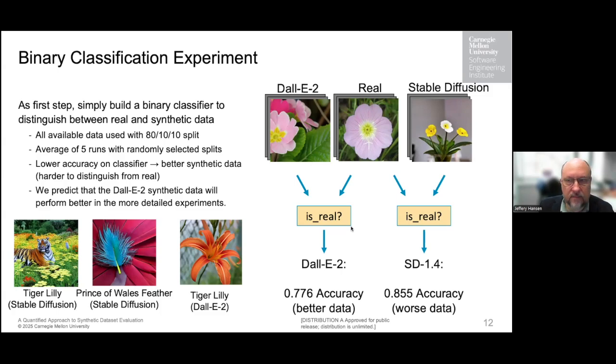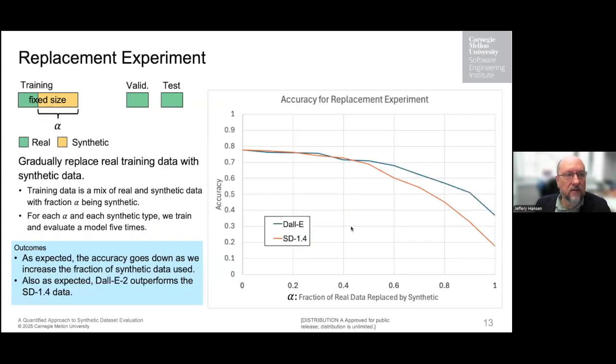All right, so here is our first experiment looking at the differences in training quality, which we call the replacement set experiment. In this experiment, we used a fixed amount of training data, and we gradually replace it with synthetic data. So we'll have training data that consists of a mix of real and synthetic data, and using real data for the validation and the test.